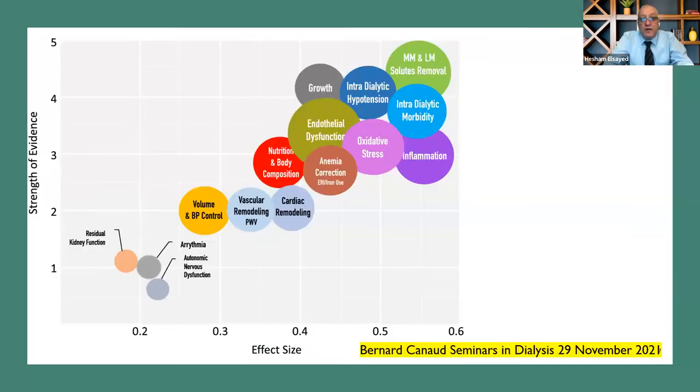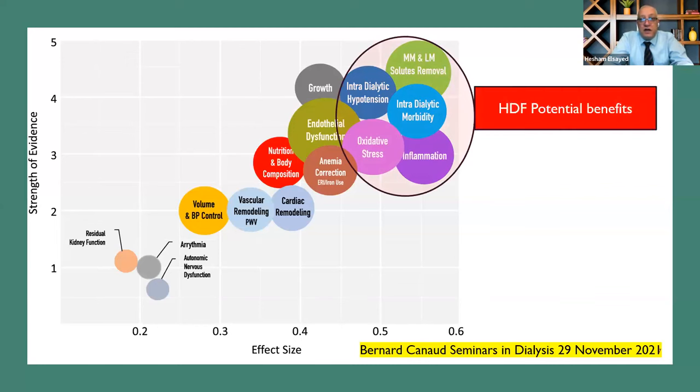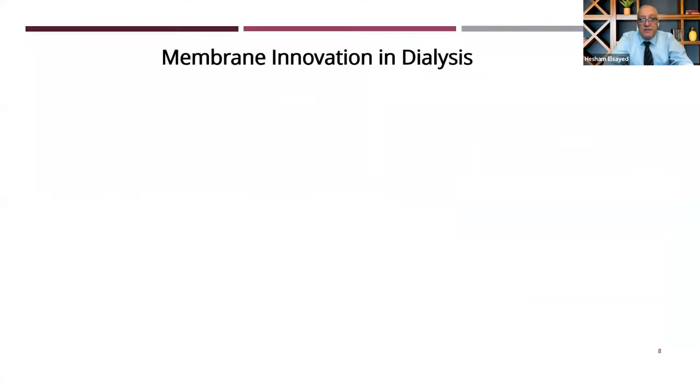Going for that, we have molecular weight and middle molecules. We have intradialytic morbidity. We have inflammation. We have intradialytic hypotension and oxidative stress. If you look at these five targets of treatment, you will find that hemodiafiltration is a potential benefit to remove all of that. It can provide cardiovascular stability, can remove cytokines, can give more intradialytic control of blood pressure, and can address inflammatory disorders and intradialytic morbidity.